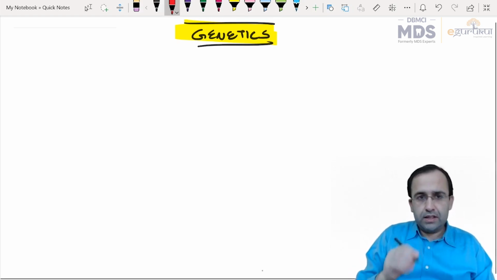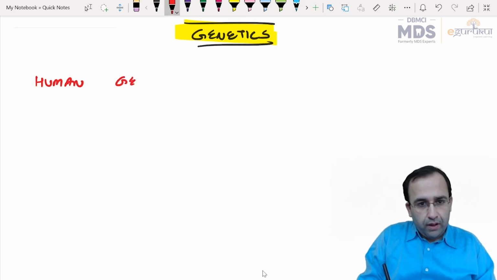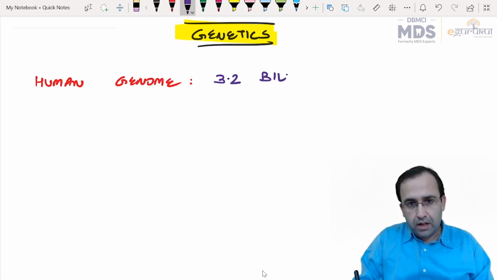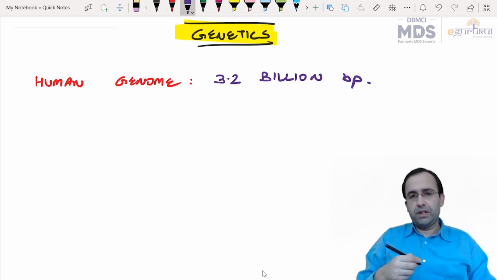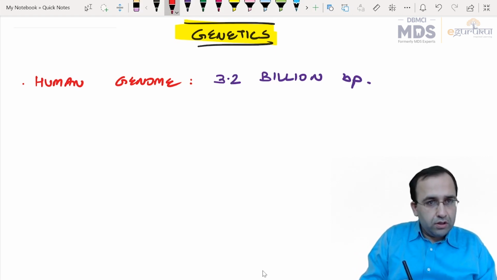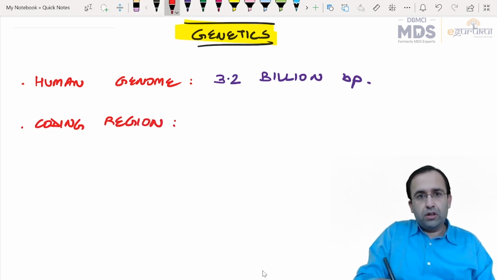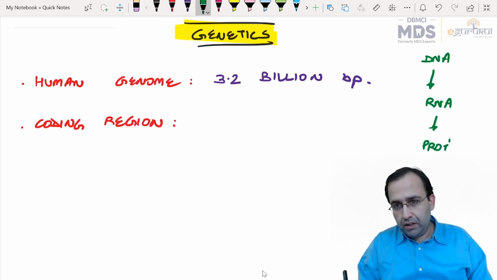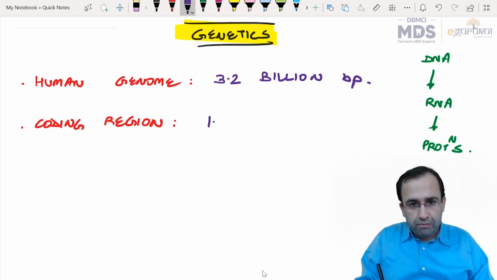So starting with genetics, as a general rule, or you already know this, the human genome has 3.2 billion base pairs. Out of which the coding region, which means DNA to RNA, RNA to proteins, is what we mean by the coding region. DNA to RNA, RNA to proteins is just 1.5%.